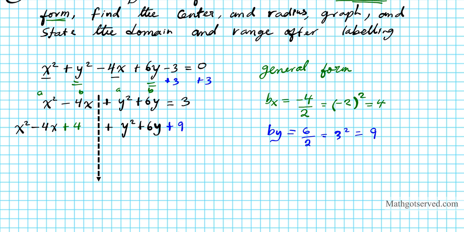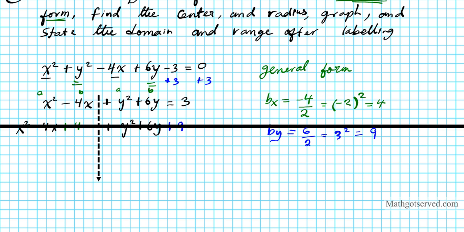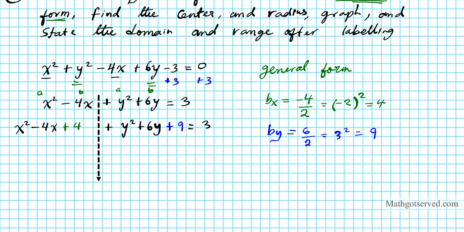Okay, so now I have a perfect square trinomial in the y world. All right. Now, since I added 4 and 9 to the left side to preserve equality, I have to add 4 to the right, and then I also have to add 9 to the right because I added a 4 and a 9. Okay. Now we're going to use a factoring trick to factor this perfect square trinomial on the left.